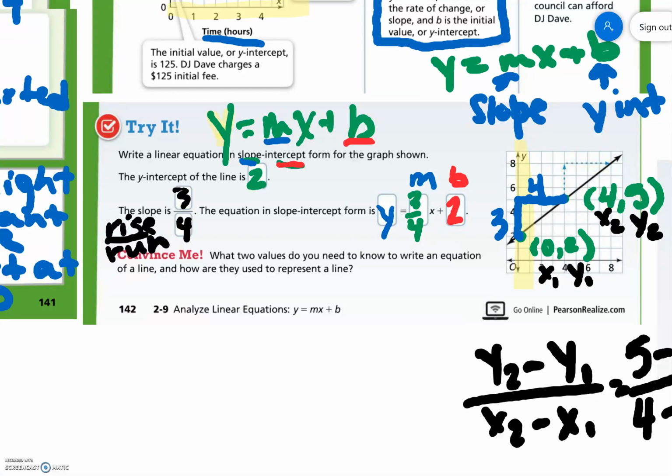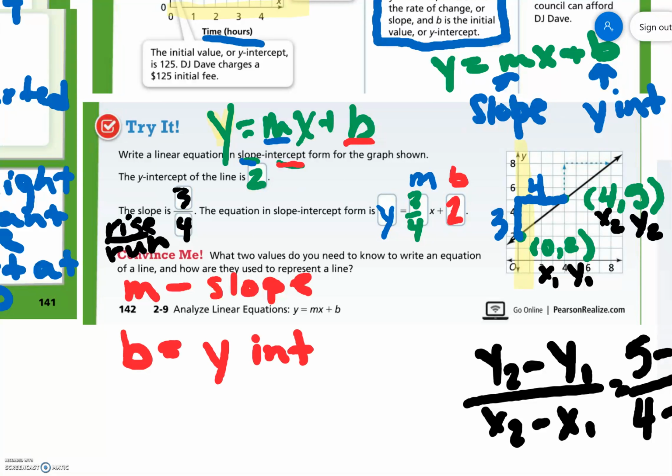What 2 values do you need to know to write an equation of a line, and how are they used to represent the line? So we need m, that's our slope, and we need b, that's our y-intercept. So that's y equals mx plus b. Whenever you write an equation, you only fill in for the m and the b. You always leave the y and the x.